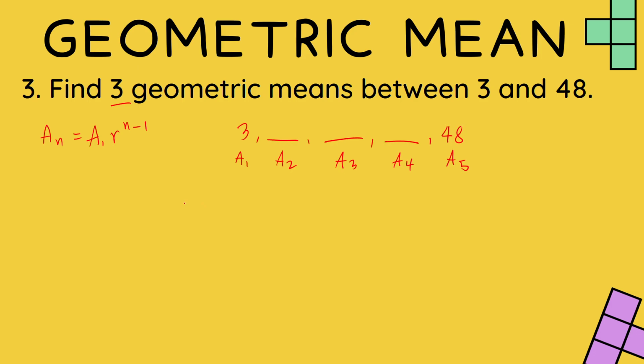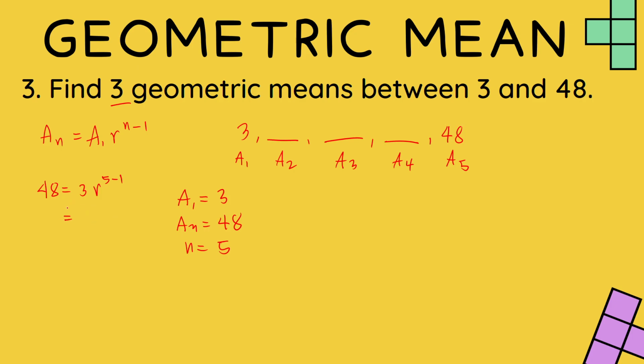So let's identify all the terms that we have here. A sub 1 is 3. Last term or a sub n is 48. And our n is 5. So substituting in our formula, we have 48 is equal to 3 r, we are looking for the common ratio, to the 5 minus 1.